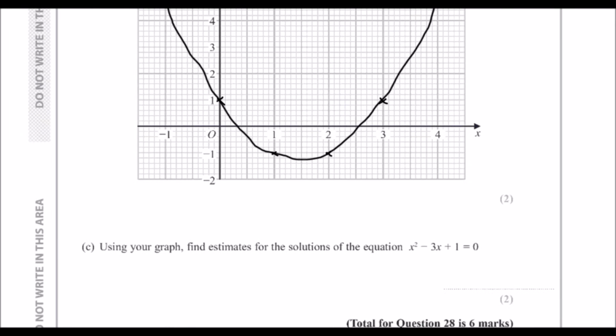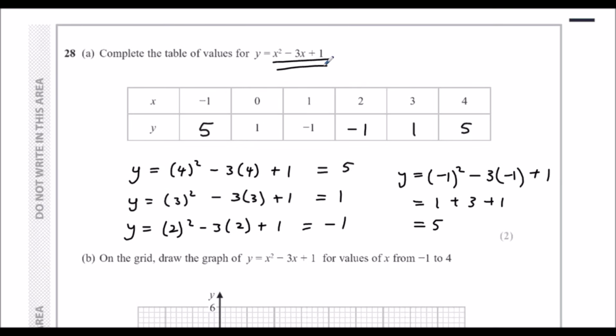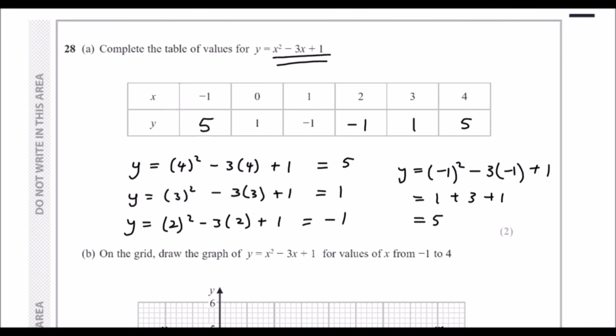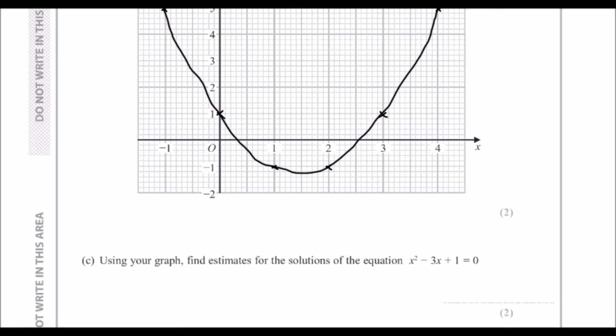Using your graph, find estimates for the solutions of the equation x squared minus 3x plus 1 is equal to 0. So look, that's the same equation, but instead of y equals, it says equals 0. So these are the roots of the equation, where it crosses the x-axis, where y is equal to 0. So what is x at these 2 points?